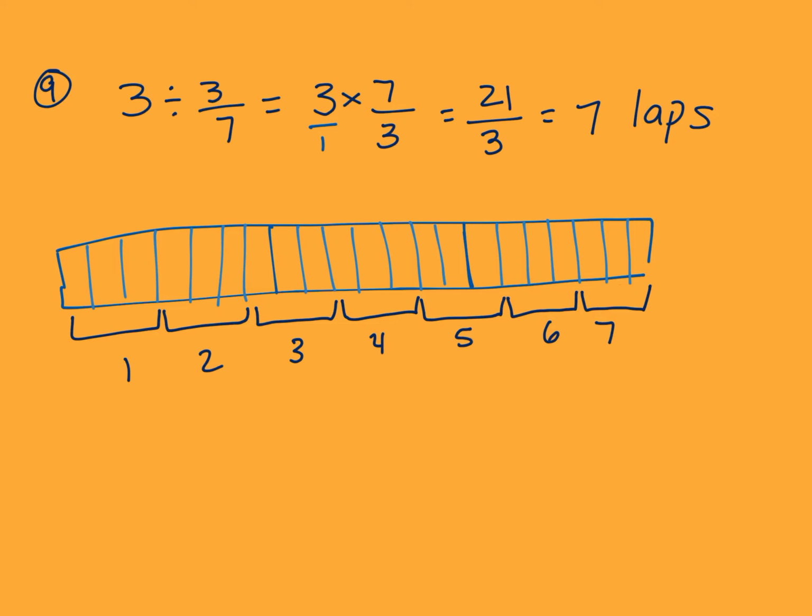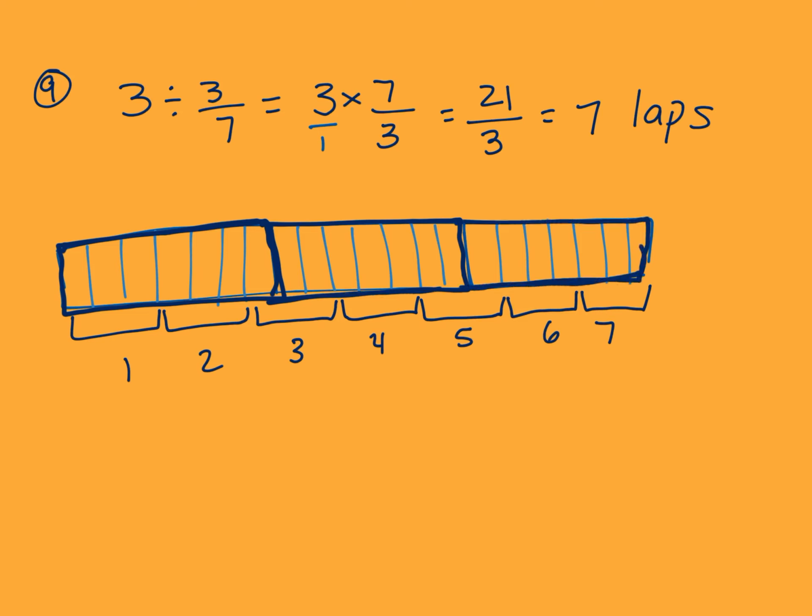Let's draw a bigger border around our whole pieces for the miles. There's 1 mile, there's the second mile, and the third mile. But we took 3/7 to form each lap, and it took 7 laps to get to those 3 total miles.